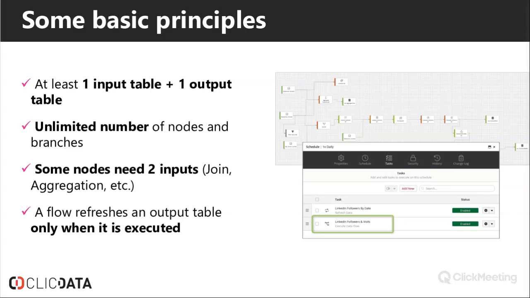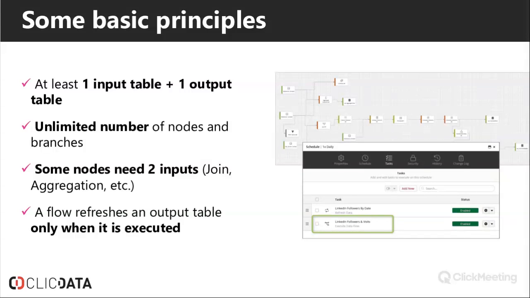And there are a few basic principles to keep in mind. You need at least one input table and one output table, otherwise nothing is processed. You can create data flows without those two elements, but they won't do anything. So you need at least one input and one output, but actually you can also have more. You can have more input tables and more output tables. We'll see that in the examples.